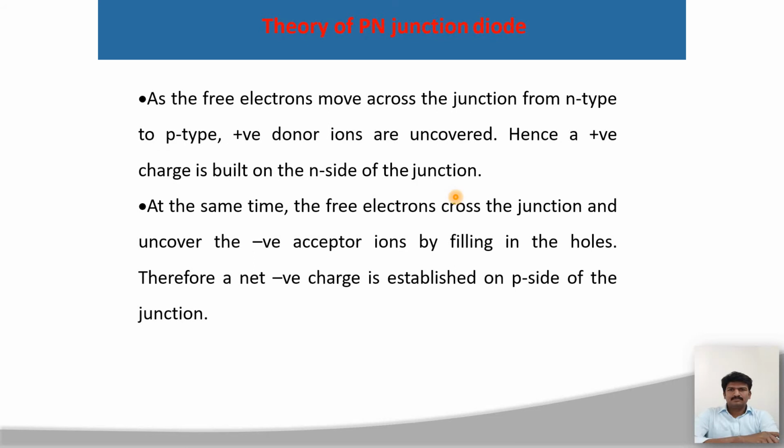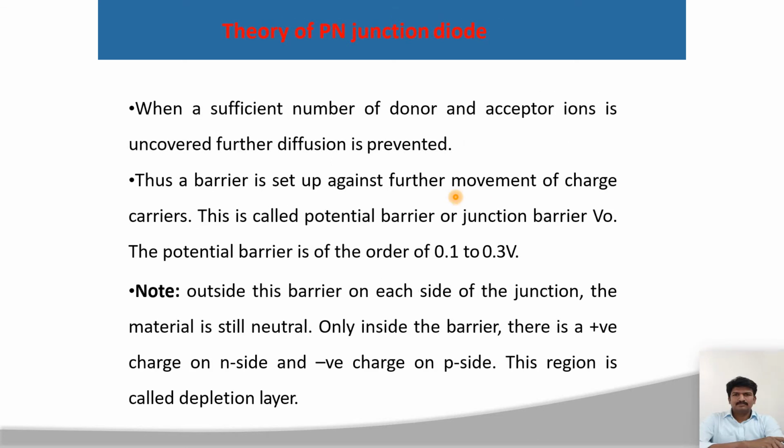As the free electrons move across the junction from n-type to p-type, positive donor ions are uncovered, hence positive charge is built on the n side of the junction. At the same time, the holes crossing the junction uncover the negative acceptor ions. Positive ions are called donors, and negative ions are called acceptors. When a sufficient number of donor and acceptor ions are uncovered, further diffusion is prevented. This barrier is set up against further movement of charge carriers. This is called the potential barrier or junction barrier.